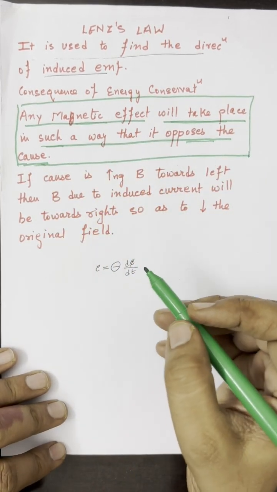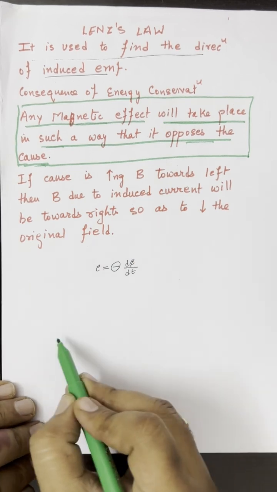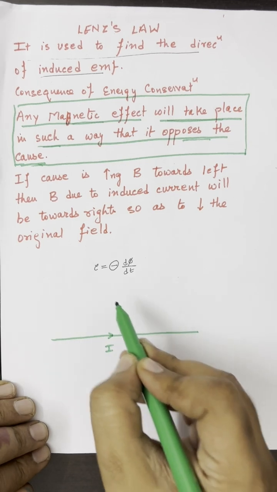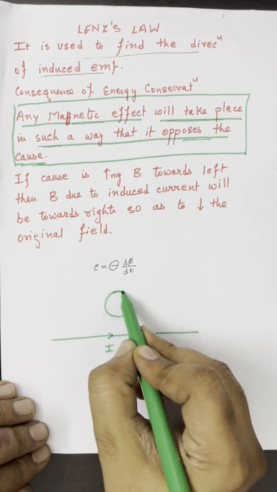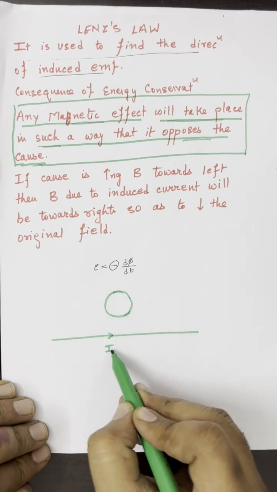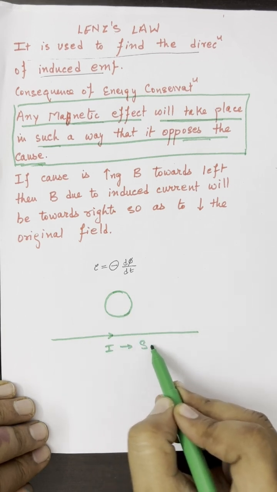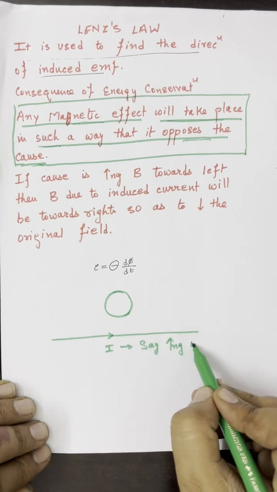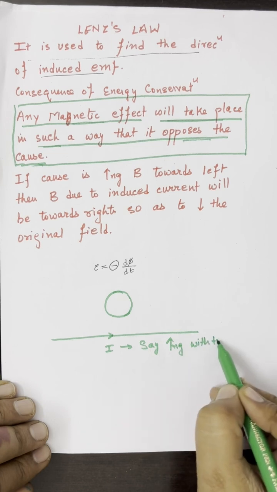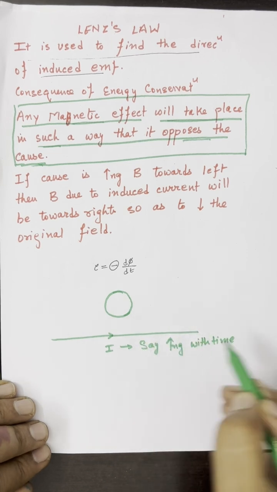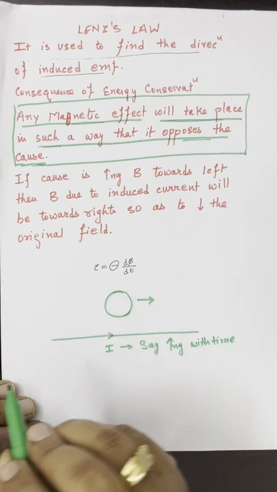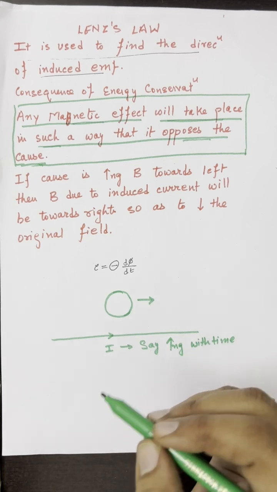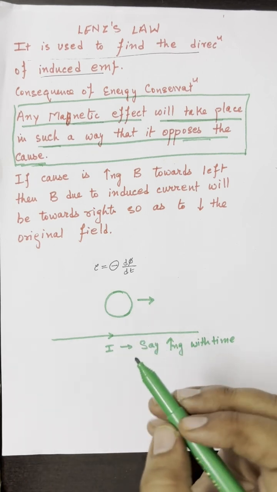Now take one particular example. Say for example, we have an infinite long current carrying conductor, and here we have one conducting loop. If this current is varying with time, say this current is increasing with time, and it has been asked from you, find the direction of induced current in this loop. Then how will you find why the current is getting induced and what is the direction?